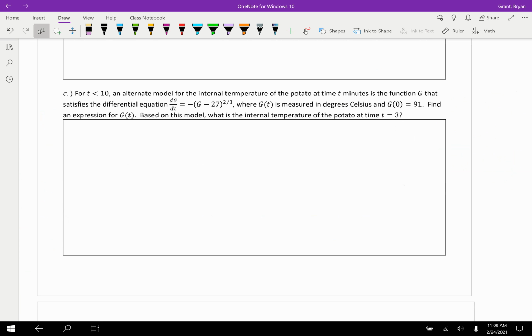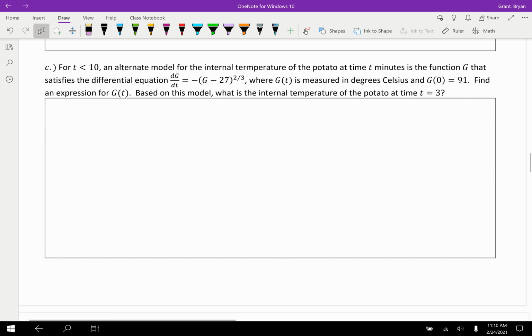Oh, this pesky potato. For any time that's less than 10, an alternate model for the internal temperature of the potato is the function g that satisfies the differential equation. So they're saying there is some function g that will tell us the internal temperature of this potato, and we only know the differential equation dg dt. Find an expression for g of t. It's a fancy way to say solve using separation of variables. Okay, well, let's rock and roll.